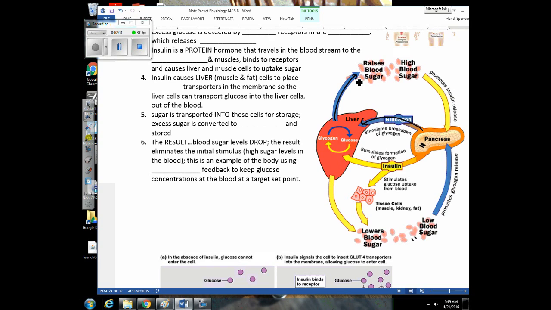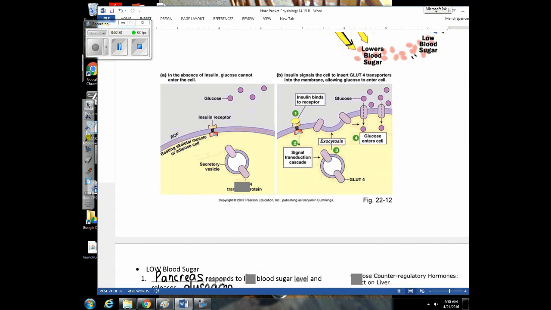If blood sugar levels become too high, then that again is detected by the pancreas. It releases the insulin. Then we're going to get storage of glucose from the blood, storing it as glycogen, and that ultimately lowers those blood sugar levels. So again, we're trying to keep glucose levels at a target set point, and we're going to maintain that through negative feedback loops.